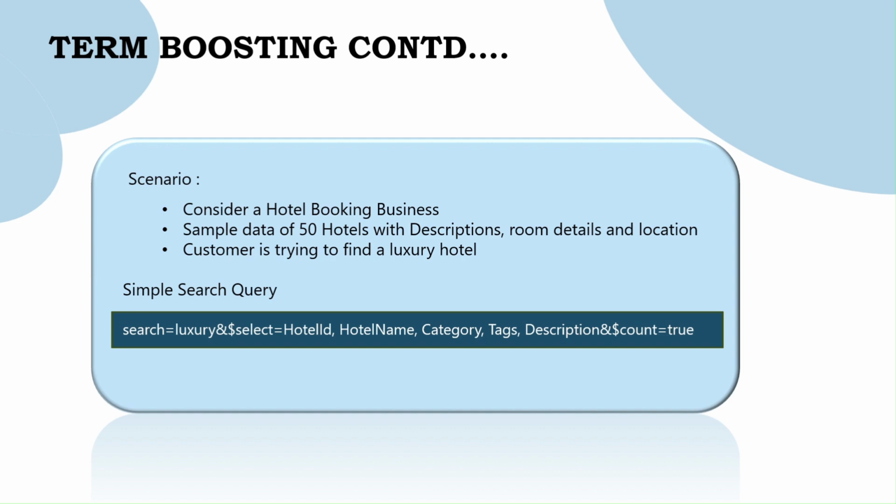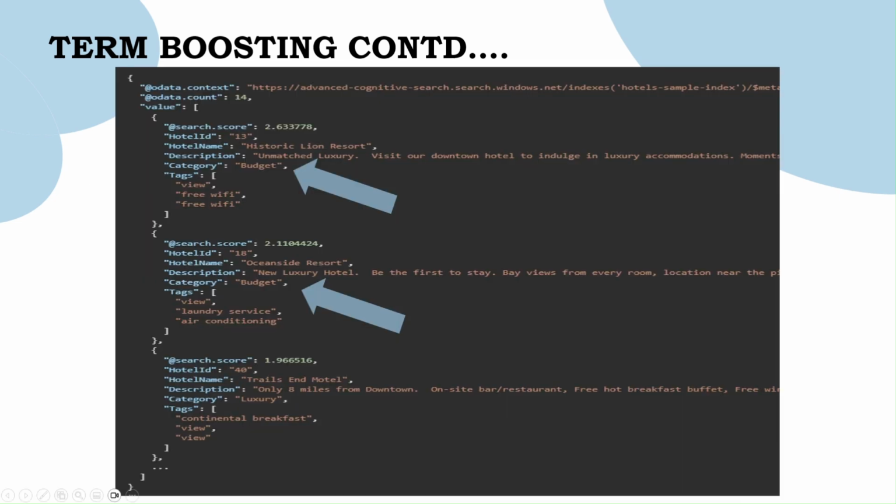Now you have a use case where a customer is trying to find a luxury hotel and he starts by looking at the search results from this simple query, right? This query will search for the term luxury across all the fields for a document in the index. The query string also limits the returned fields from the document by adding the select option. And the last parameter on the query adds the index to count the total results. There is no lexical analysis needed in this case.